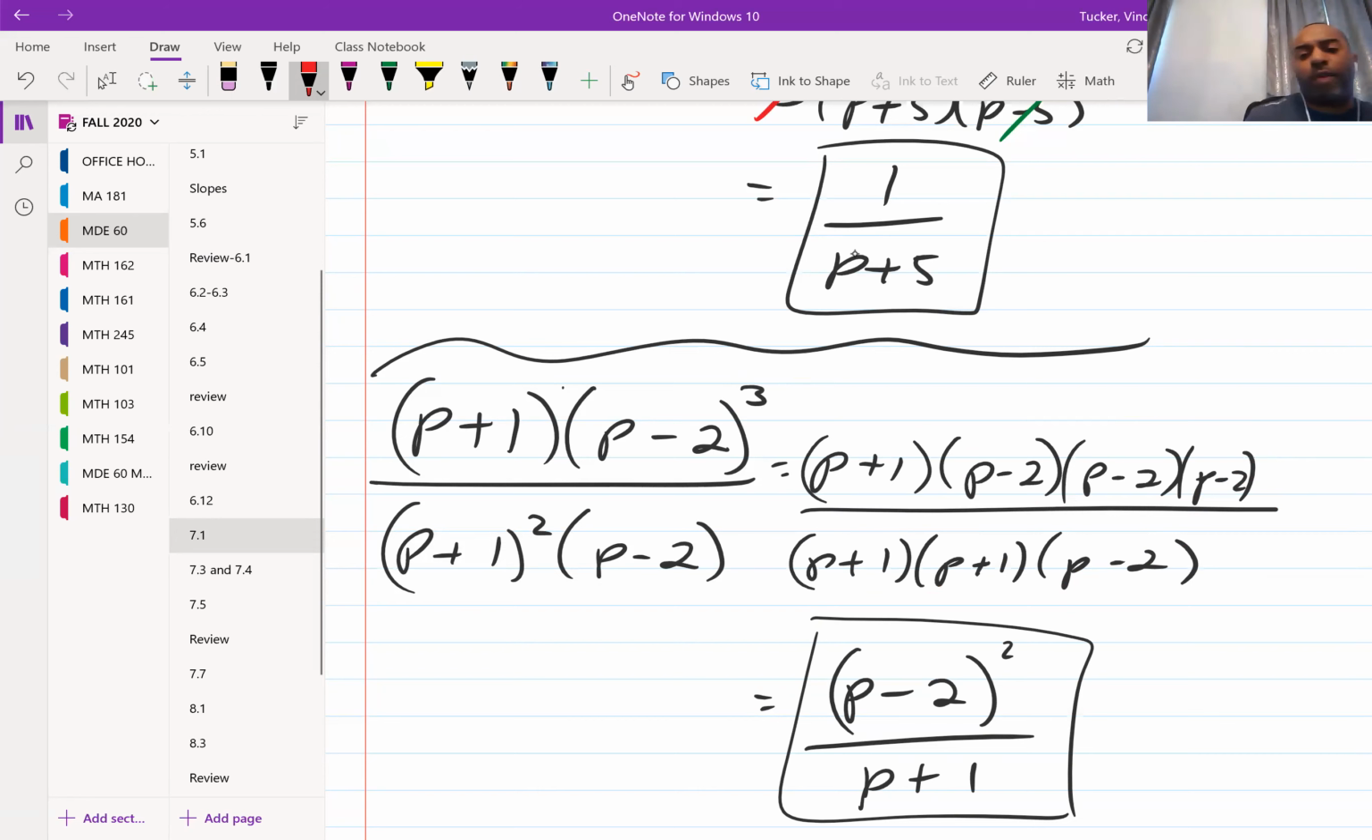So you don't have to always write this out. I'm just doing it for the visual purpose of it, just to make sure we understand what cancels out and what doesn't. So one of the p plus 1s cancel. Then we have, is it 2 of them? Nope, just 1 p minus 2 cancel. So you're left with 2 p minus 2s on top and just 1 p plus 1 down bottom. So that's how we wrote that answer.